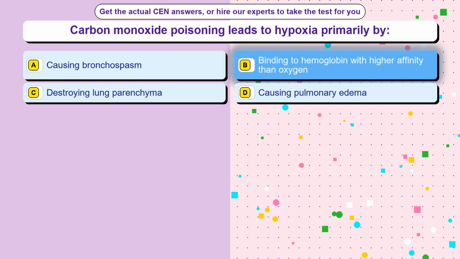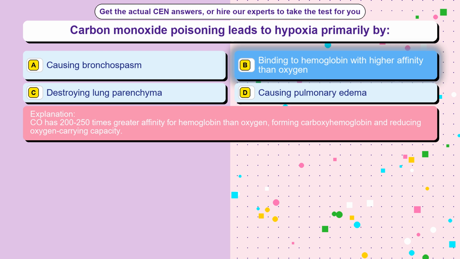The correct answer is option B, binding to hemoglobin with higher affinity than oxygen. CO has 200 to 250 times greater affinity for hemoglobin than oxygen, forming carboxyhemoglobin and reducing oxygen carrying capacity.